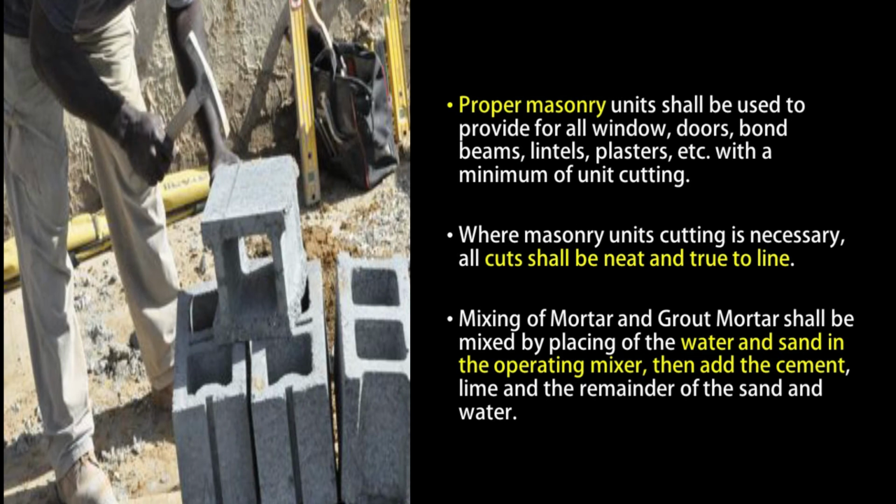Proper masonry units shall be used to provide for all windows, doors, bond beams, lintels, pilasters, etc. with a minimum of unit cutting. Where masonry unit cutting is necessary, all cuts shall be neat and true to line.